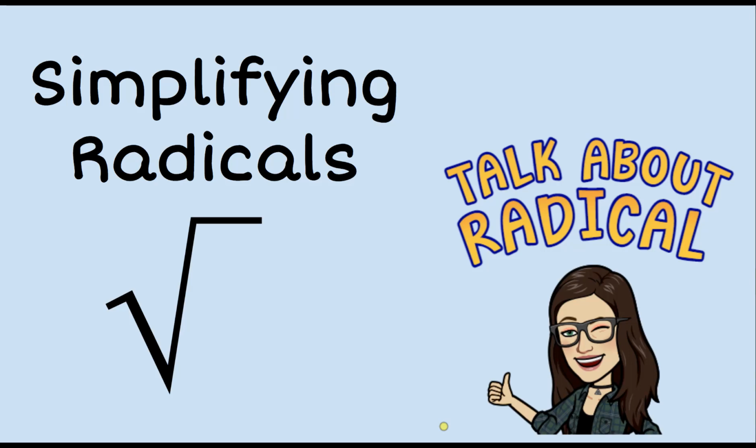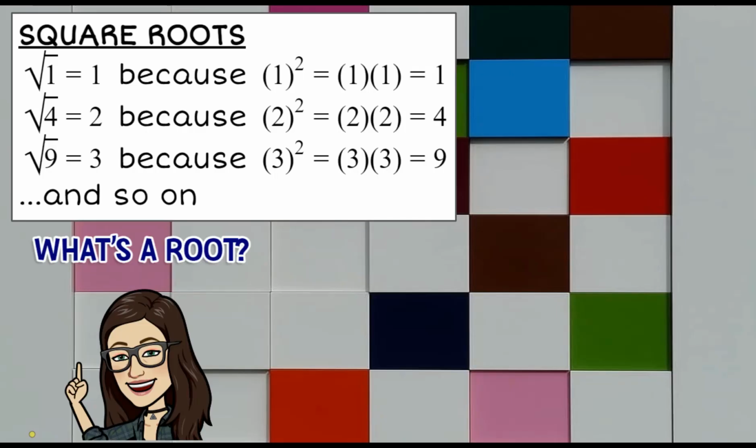Today we're going to learn about simplifying radicals. A radical is just a name for this root symbol, and the ones that we're going to be working with are square roots. Well, the square root of 1 is 1 because 1 squared, which is really 1 times 1 itself, is equal to 1.